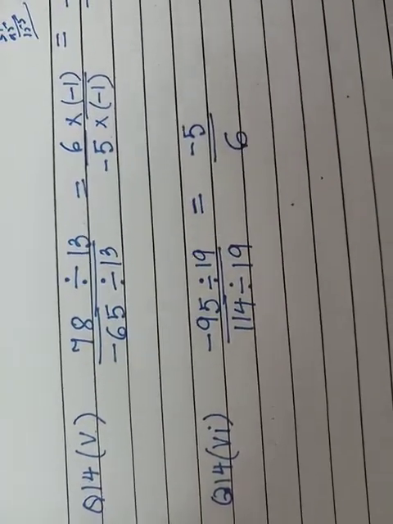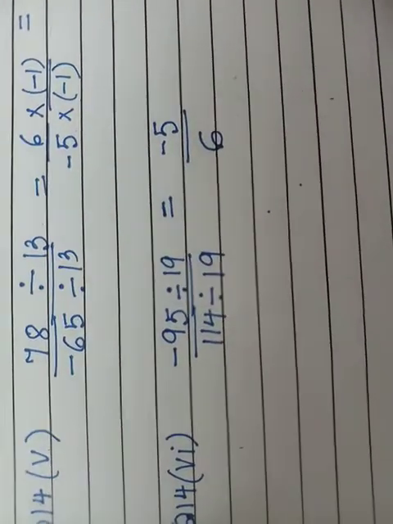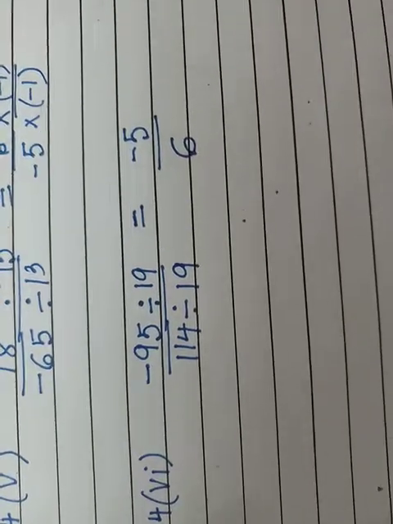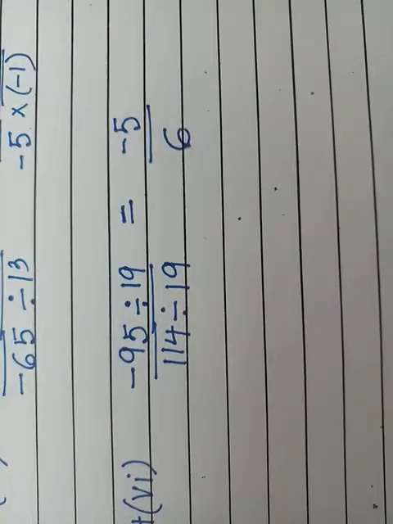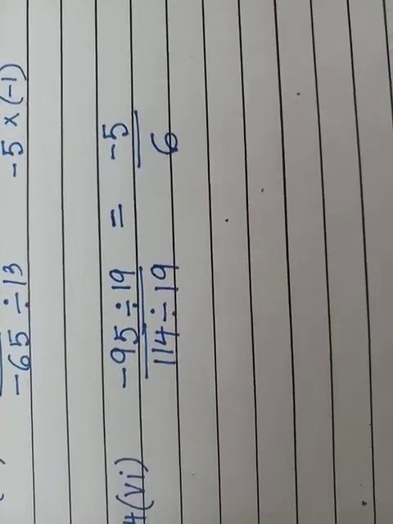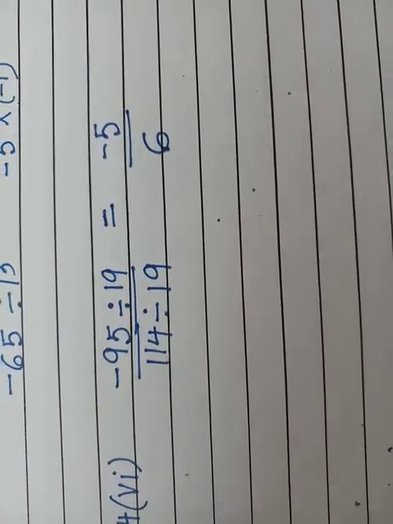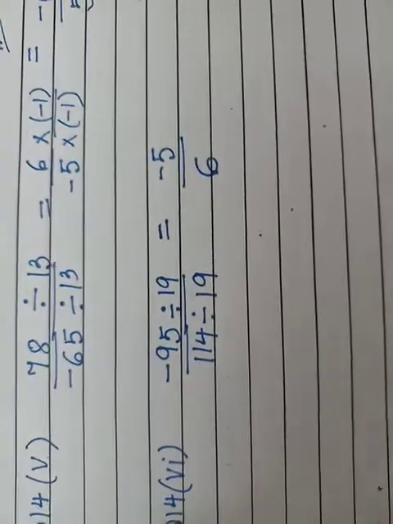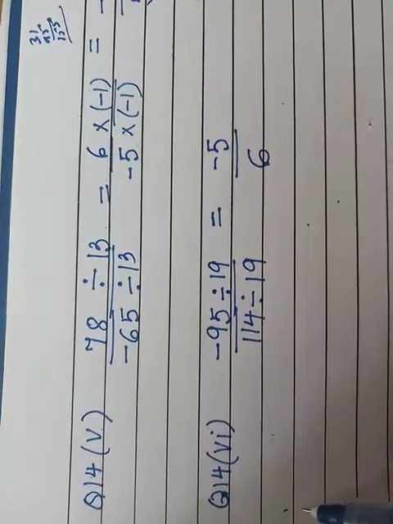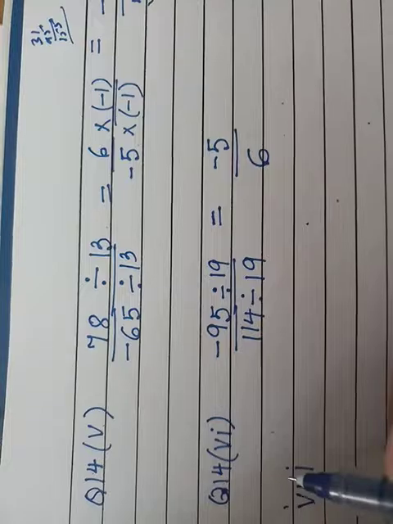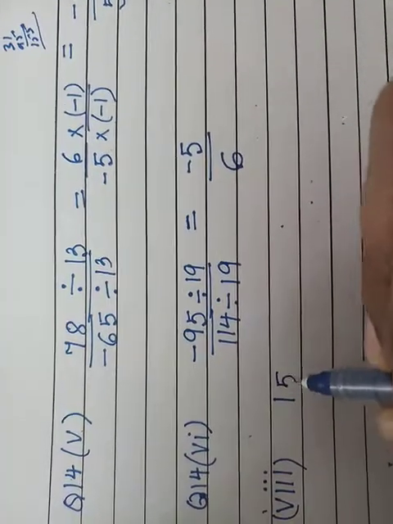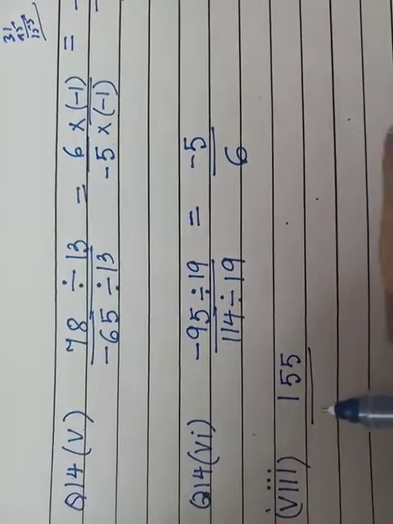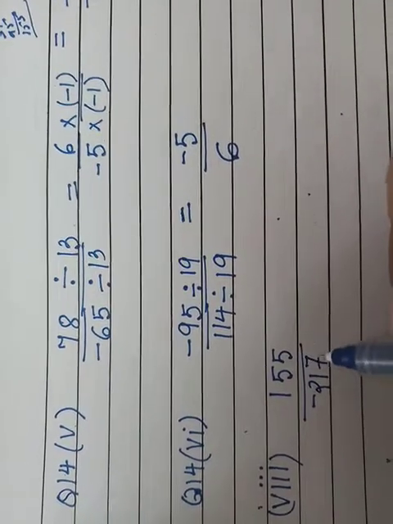As denominator is positive, so we have, this is the standard and the simplest form of rational number minus 95 by 114. Okay. Then I discuss one more part of it with you, that is the eighth part. What is in the eighth part? The given, it is 155 upon minus 217 is given.